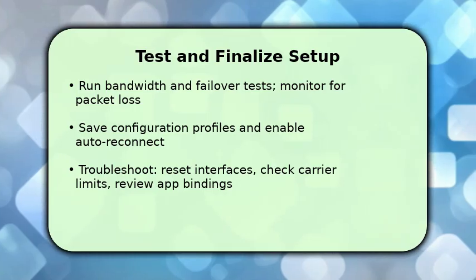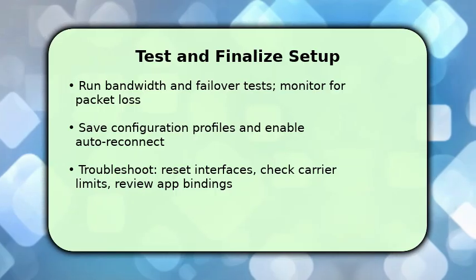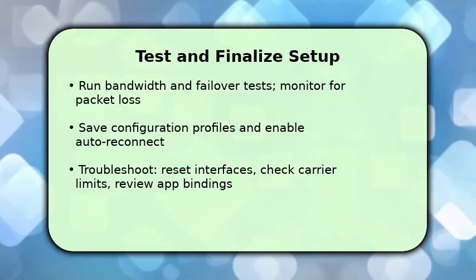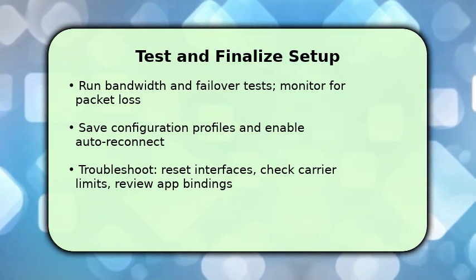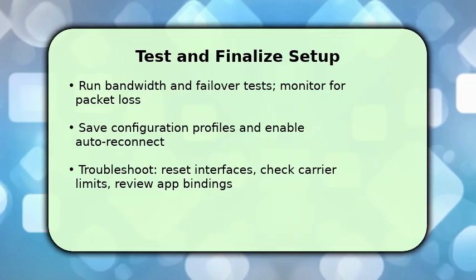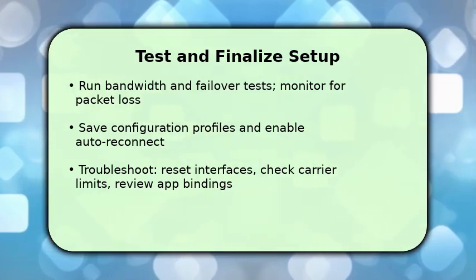If problems occur, reset the interfaces, verify your mobile plan allows tethering or simultaneous use, and recheck app bindings or routing metrics. One key tip: if traffic doesn't split, restart the Connection Manager and reapply interface metrics to force re-evaluation.